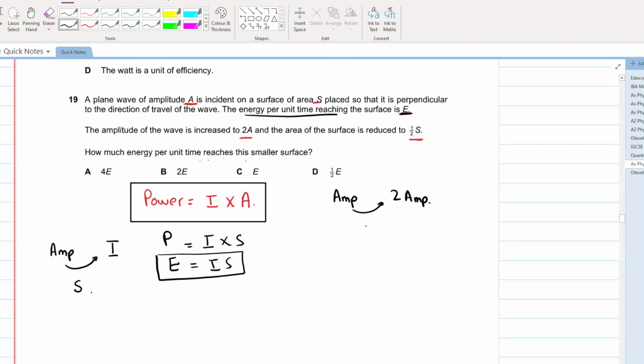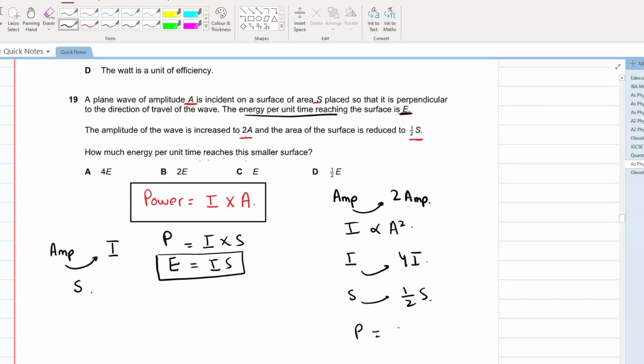So amplitude has doubled. What will happen to intensity? We have studied intensity is directly proportional to amplitude square. If your amplitude doubles, what will happen to intensity? Intensity becomes 4 times. Perfect. What has happened to your area? Your area has halved. Can you calculate the new energy, or power? Or you can say, can you calculate the new energy per unit time?